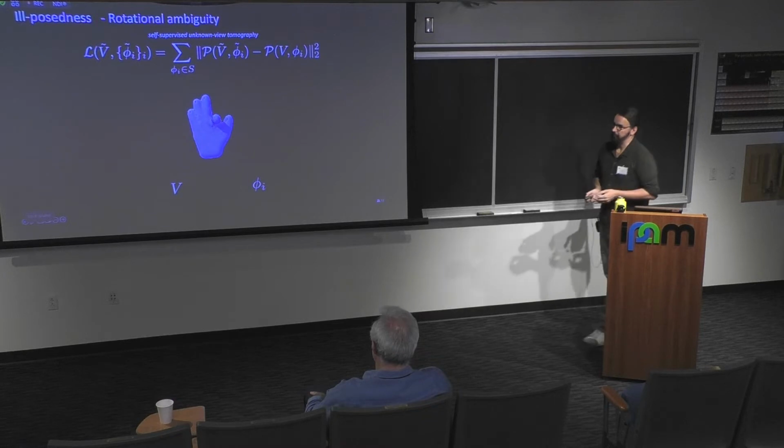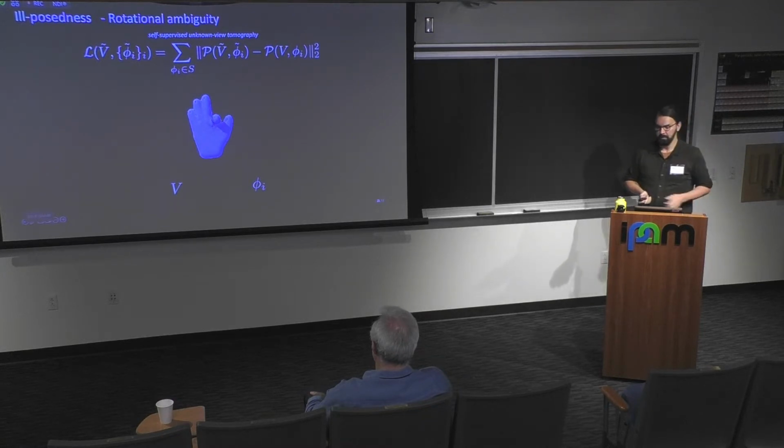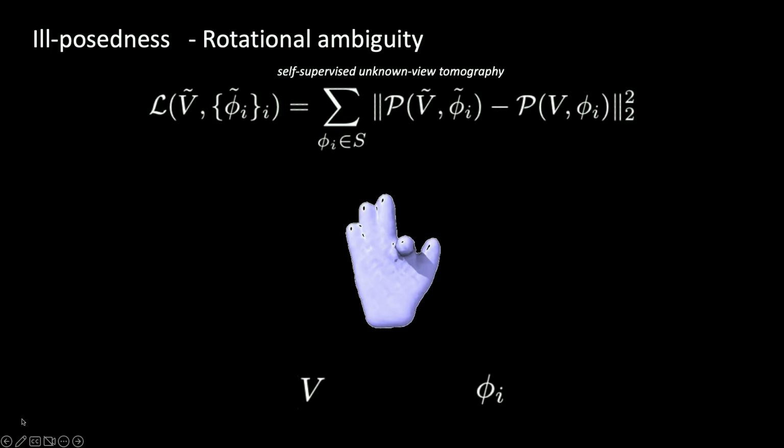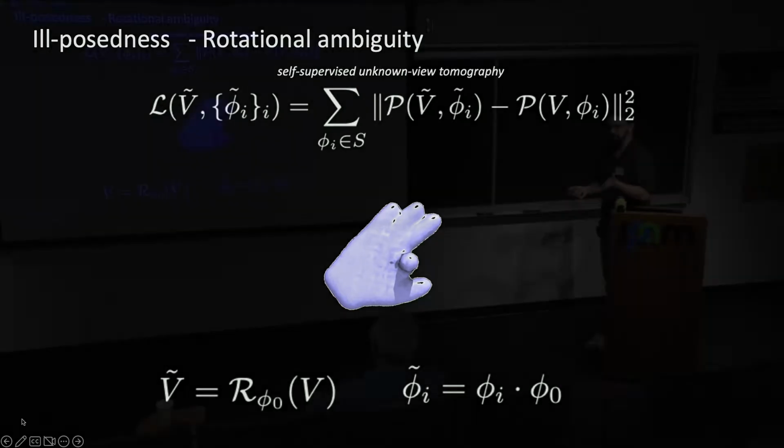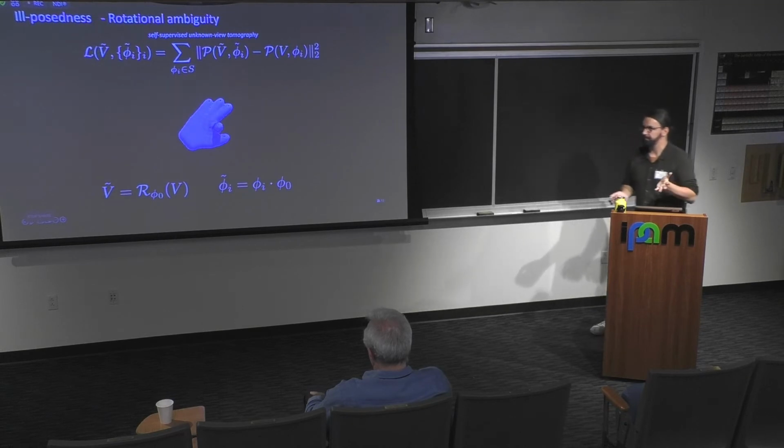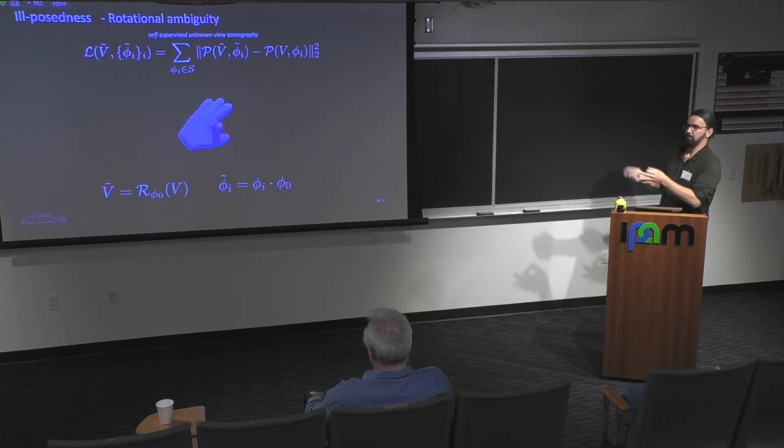The first type of ambiguity that we have is rotational. Here I'm showing the actual volume that we are looking for, with the actual pose that we know it comes from. If I give that as a solution, it will minimize my function. But if I take any other pose, rotate my volume by that orientation, and update my pose by multiplying it with it, it's also a valid solution. So there is an ambiguity there, and the origin is not defined. That's kind of an easy one.